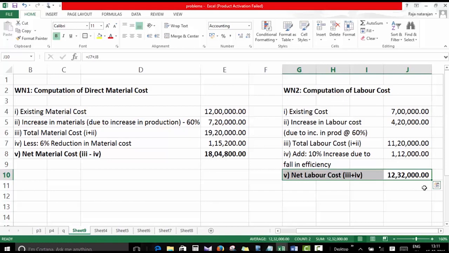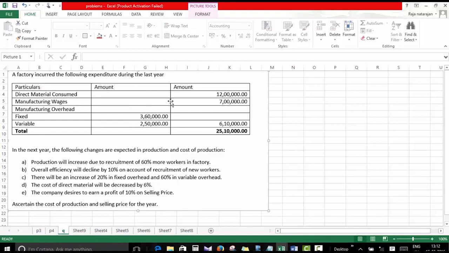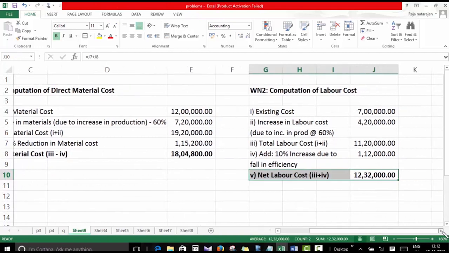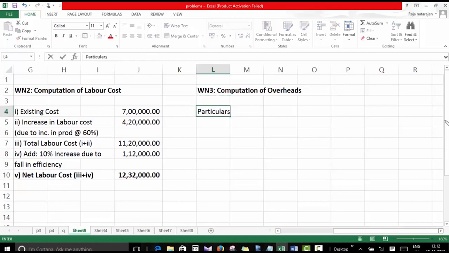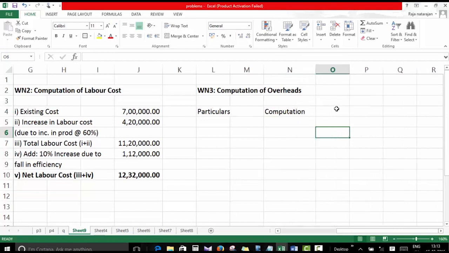Next, we should find out the fixed overheads and variable overheads because they are also undergoing a change. If you notice, the fixed overheads will increase by 20%, variable overheads will increase by 60%, and it is fairly simple. We can find out. Let's have a working note 3, computation of overheads. It will have a small table: particulars, then a column for computation because they are undergoing change, and then a column for amount.